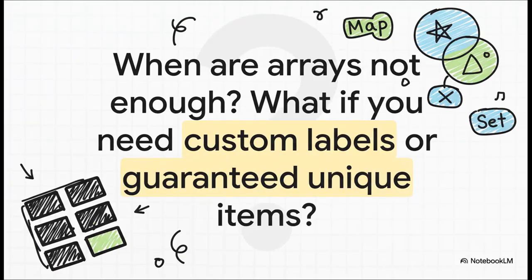So just think about this for a second. What if you needed to look up data by a specific label, not a number? Like a name instead of index 3. Or what if you needed to guarantee that every single item in your collection is unique? This is exactly where arrays start to show their limits, and it's why we need something a little more specialized.